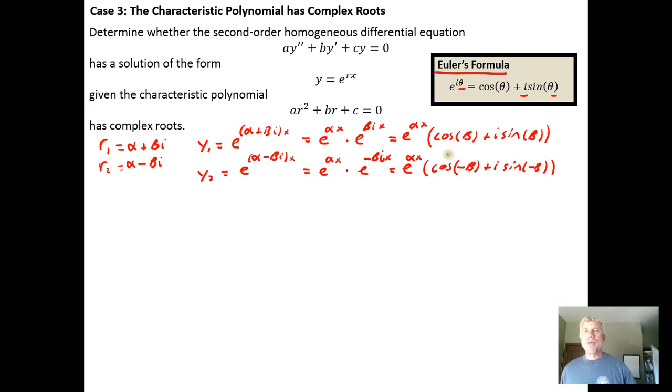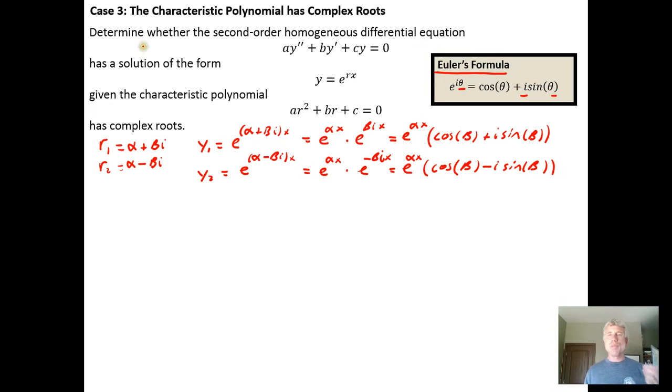And then what we want to remember is the cosine function is an even function, so the cosine of the opposite of beta is the same as the cosine of beta, so we can substitute beta in for the opposite of beta. And the sine function has odd symmetry, so the sine of the opposite of beta is the same as the opposite of the sine of beta from our trig identities. And so once I get it into this form, I can think about how to construct additional solutions.